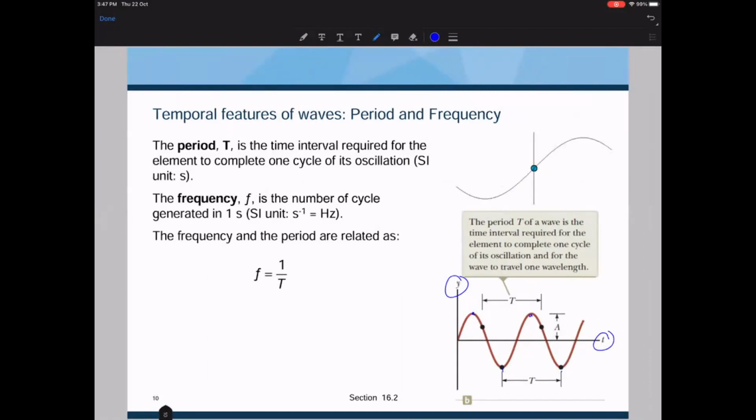Another way to represent the time of oscillation is the frequency, which tells you how many oscillations can take place over 1 second. So it is the number of cycles generated within 1 second. And the period T, on the other hand, corresponds to the time required for the particle to complete 1 cycle of oscillation. So period and frequency are related by such a relation.